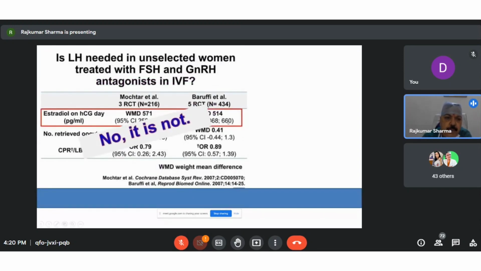Now, what about the antagonist protocol? Again, Mosher et al. and Brophy et al. studied about 8 RCTs, and they came to the conclusion that it did not improve the result when you added LH to the patients who are on stimulation with the antagonist protocol. Because even in the antagonist protocol, you will have some amount of basic LH, which is just sufficient for the initial folliculogenesis.